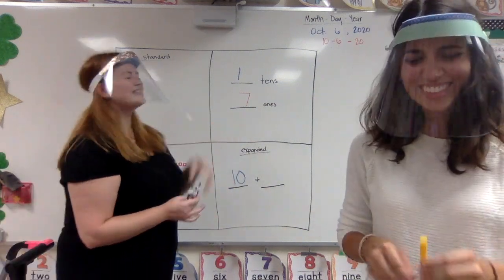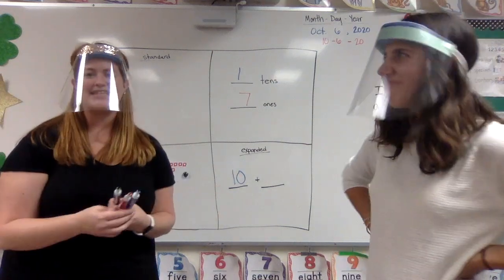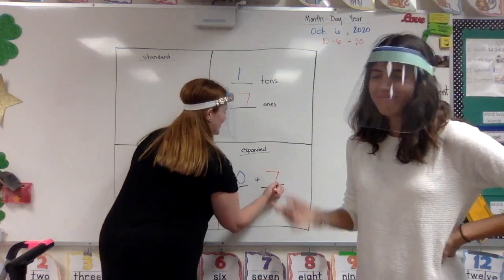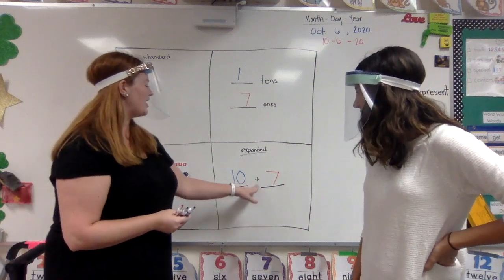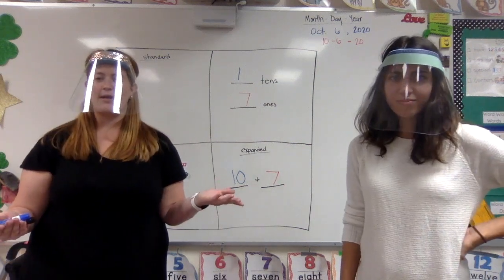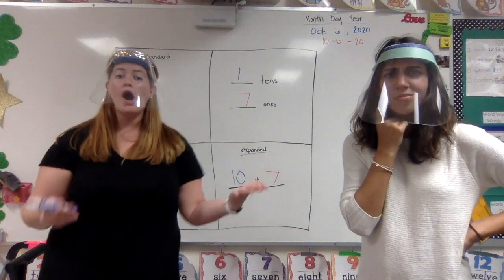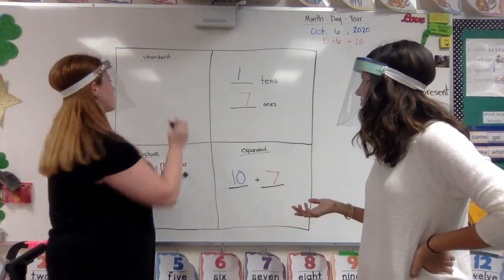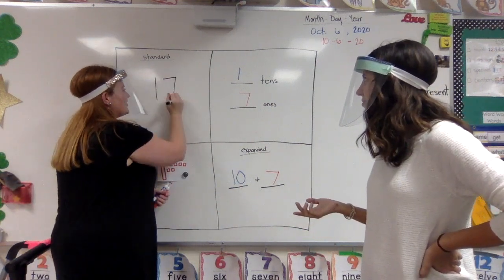And I have 7 ones, and the value of 7 ones is 7. So I have 10 plus 7. That's my expanded form. I have 10 plus 7. Oh, that must mean that my standard form of my number is 17.